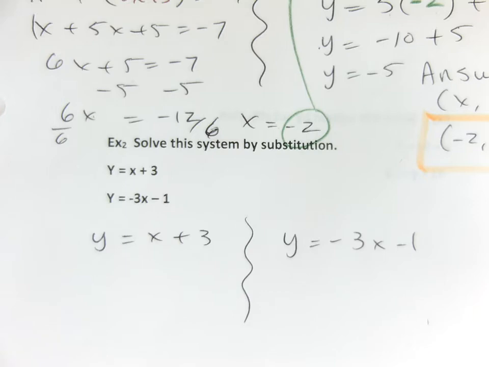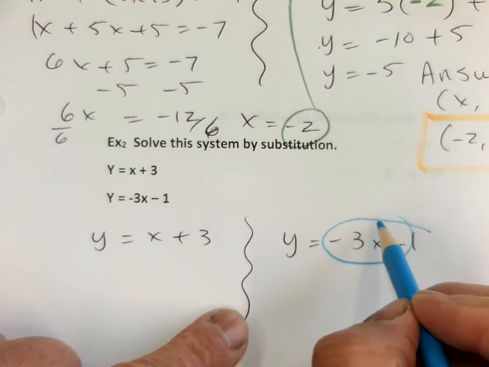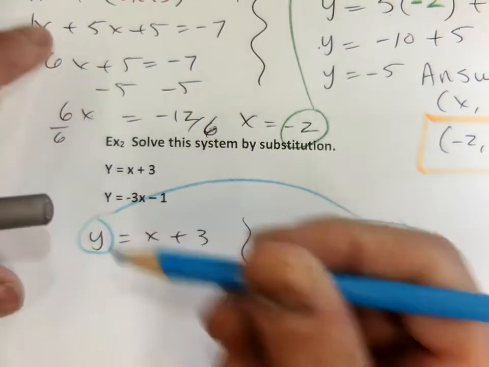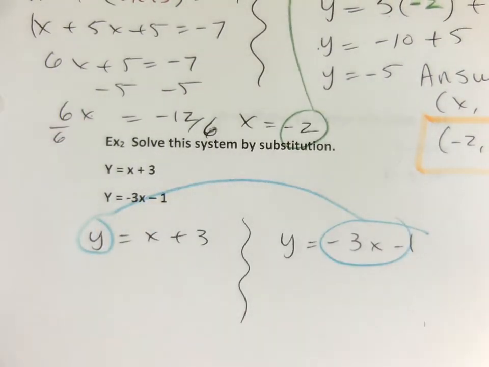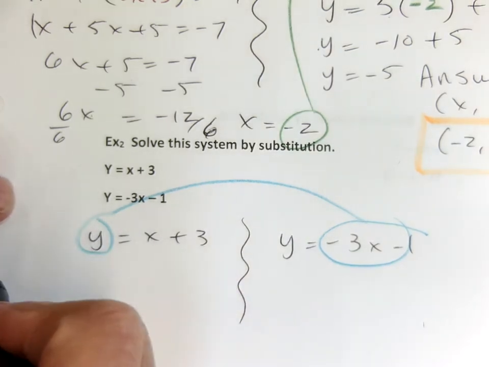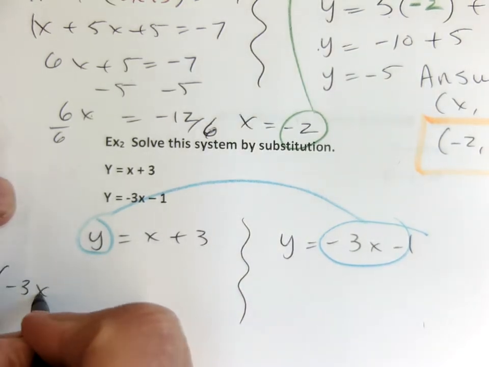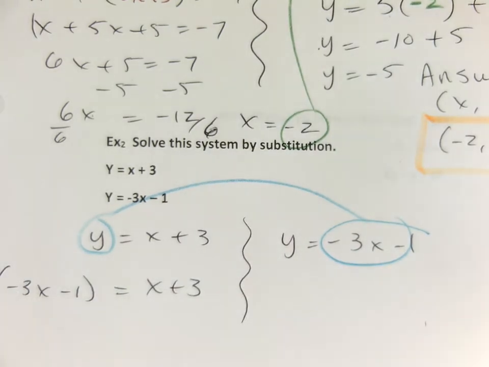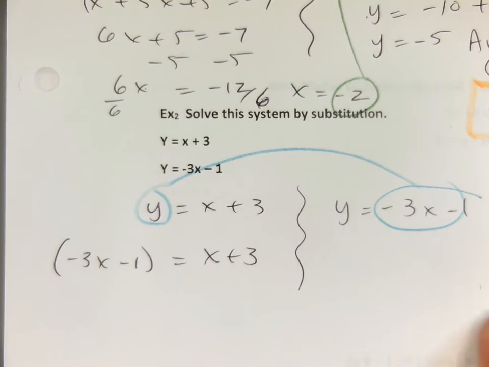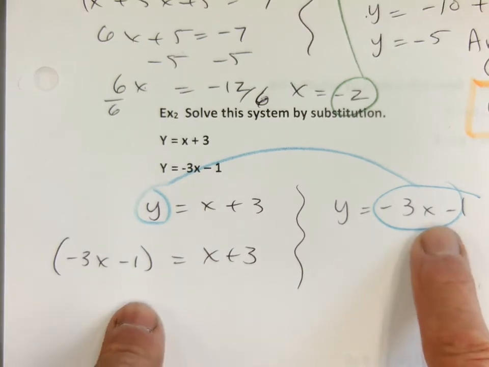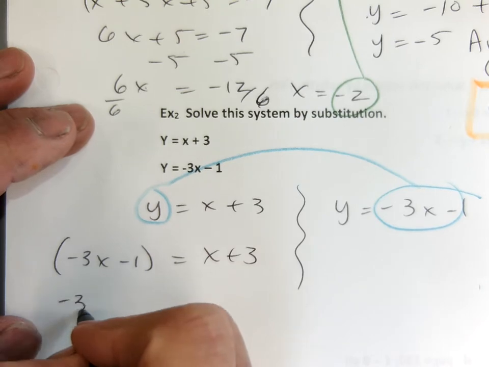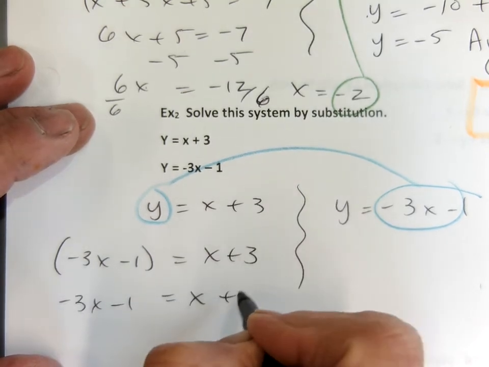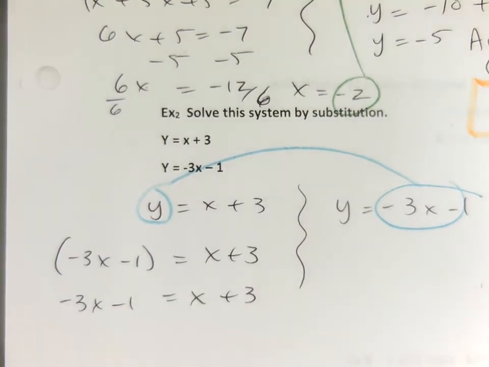So I'm just going to take my negative 3x minus 1 and rewrite it. Instead of writing y, I'll write negative 3x minus 1. So instead of writing the y, I just write what it equals. And I'll simplify. Well, let's see, that's negative 3x minus 1 equals x plus 3, right? And I have to solve for x, which we're good at.